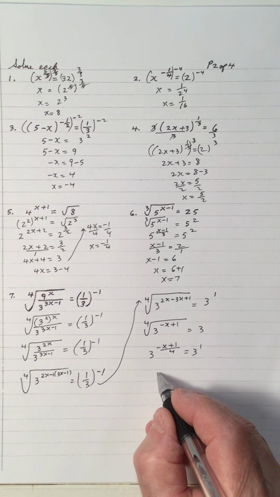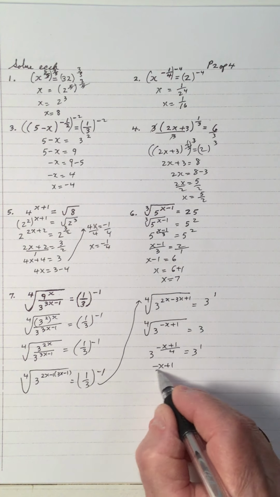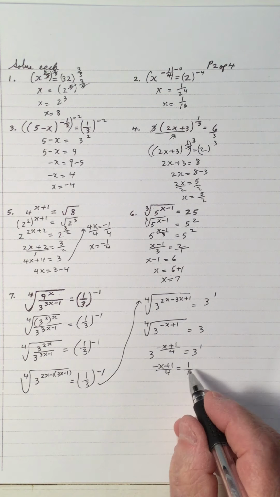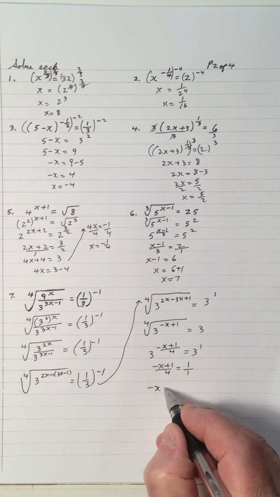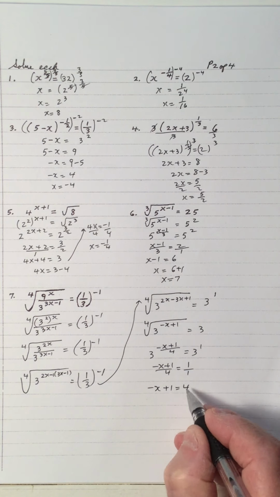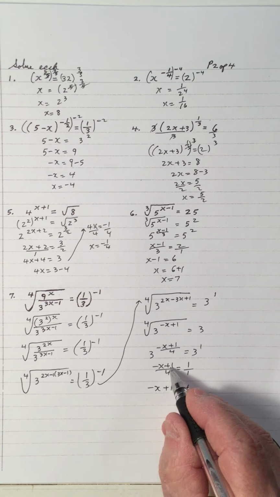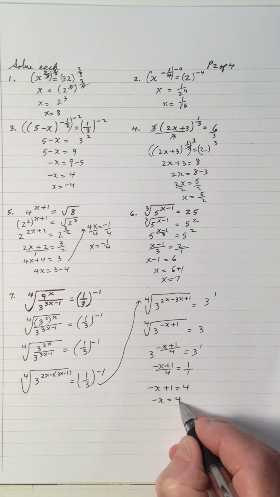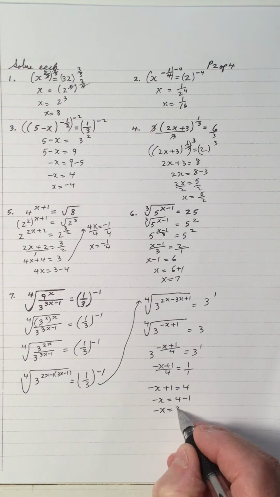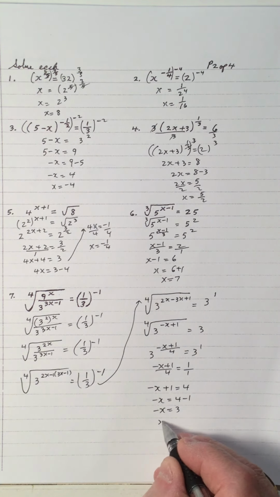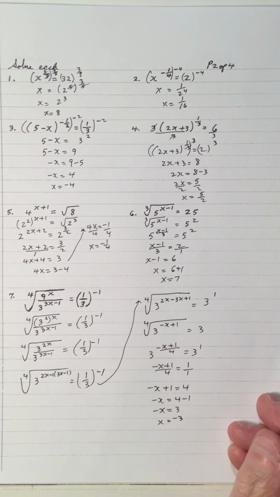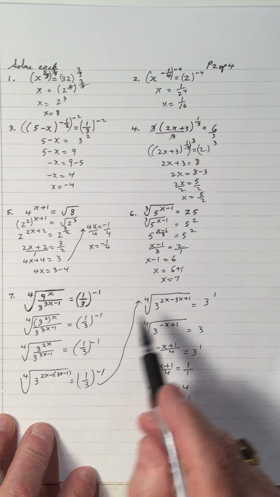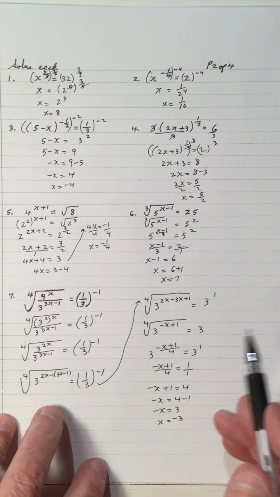Because the same bases, I have negative x plus 1 over 4 equals 1. Because this is a fraction, let's make this a fraction and cross multiply. Negative x plus 1 equals 4. 1 times negative x plus 1 is negative x plus 1. 4 times 1 is 4. Negative x equals 4 minus 1. Negative x equals 3. Multiplied by negative 1, x equals negative 3. So, notice I simplified the inside of this completely, and then I did the fourth root by dividing by 4.